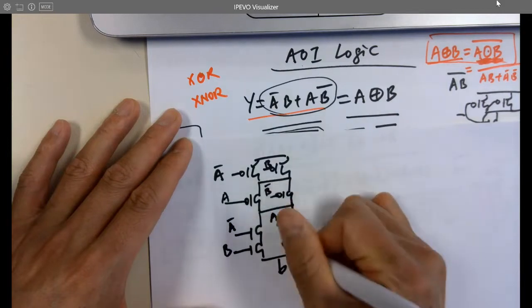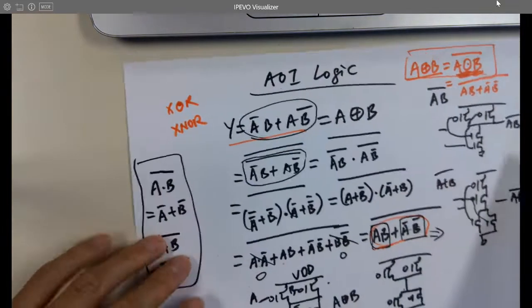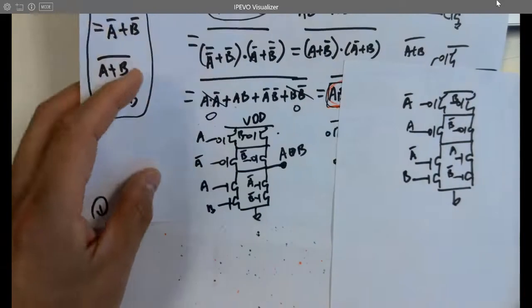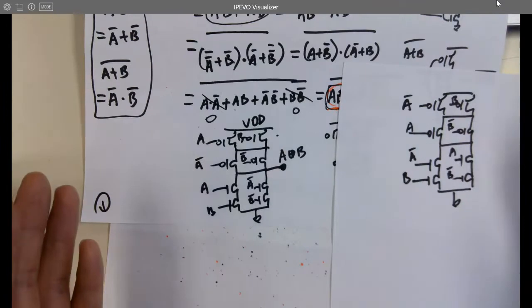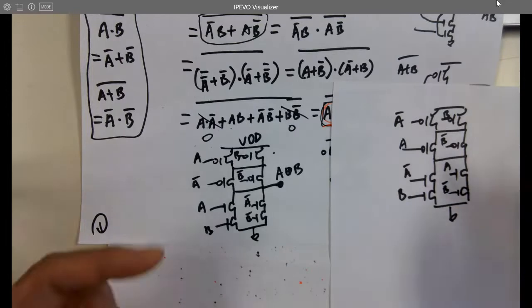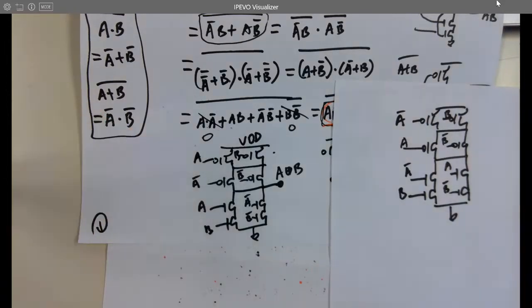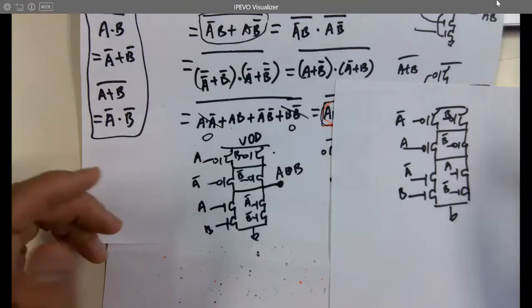This is A, B naught. Same circuit, but what's the difference between these two circuits? Inputs, right? It's the same circuit, there's nothing different. Is that correct? It's the same circuit, so we follow the same rules. Whenever we see NAND logic, we just draw 2 parallel PMOSes and 2 series NMOSes, so the circuit looks exactly the same.